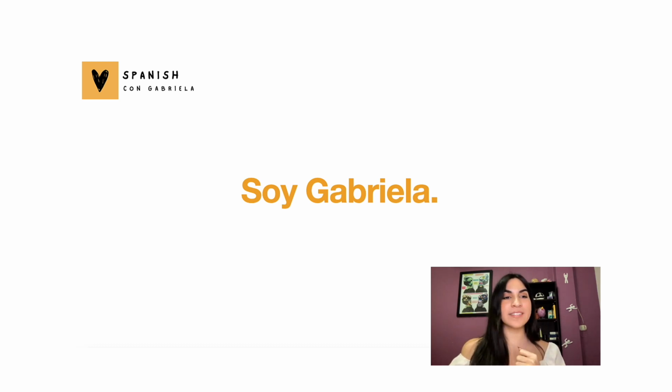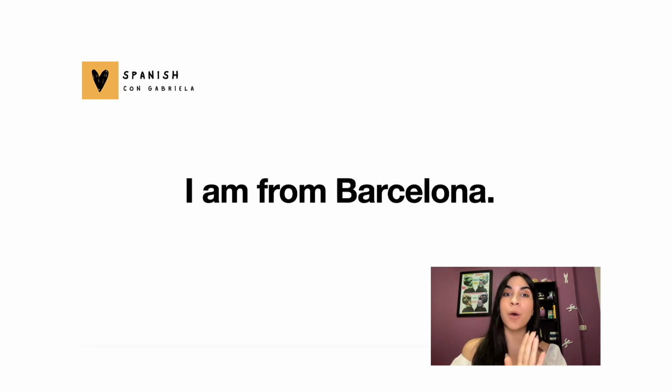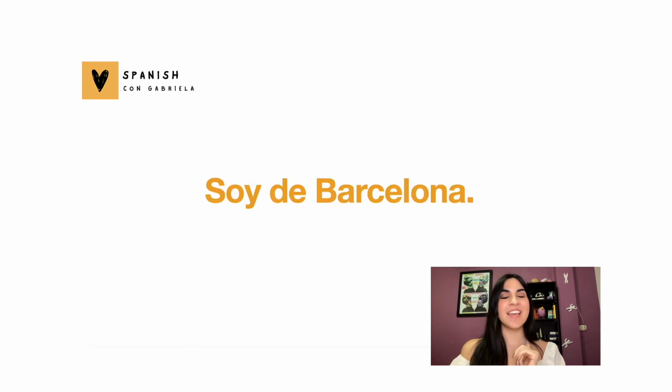Now, how do we say from in Spanish? It would be de. Now, how do I say I am from Barcelona? Good. It would be soy de Barcelona. And keep in mind, if we say soy de Barcelona, we are referring to a permanent state. Soy de Barcelona means that I was born here. I am from here, right? Soy de. So this part is easy.